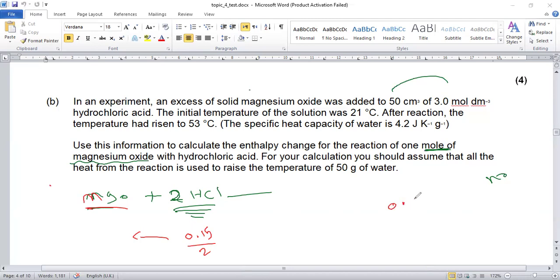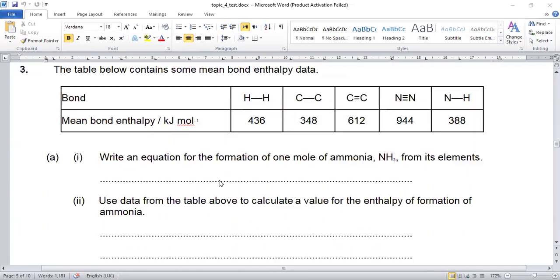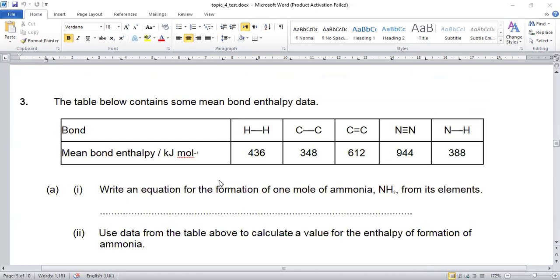0.075. Then, of course, the same: Q divided by n gives the delta H. Not all, but 95% of students will forget this step. So minus 89,600. Yes. Okay, here in question 3, the table below contains some mean bond enthalpy data.